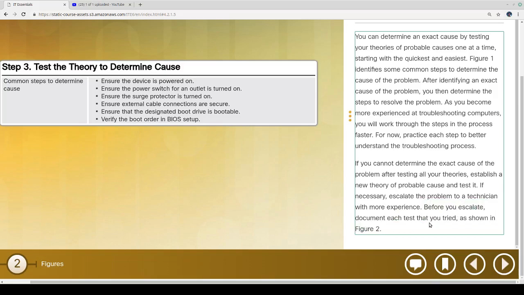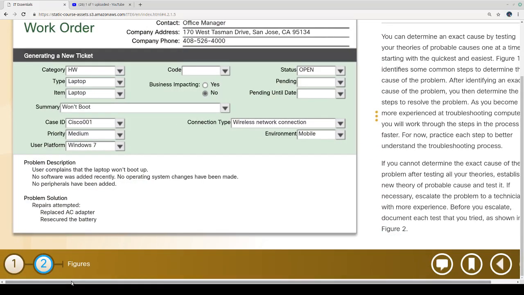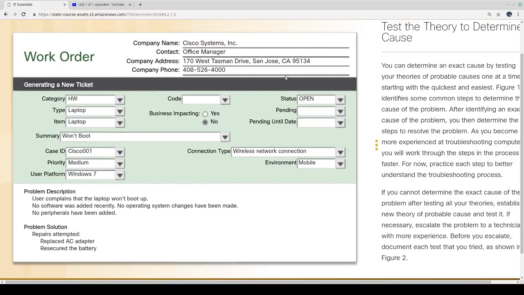Before you escalate, document each test that you tried, as shown in Figure 2. So this would be like a piece of software. It could be a web app or something that this particular company uses for their troubleshooting, right? They call it a ticket. So it could be that the tech was working on, I don't know what HW means, a laptop. The customer had a laptop. The problem is, what's the problem? It won't boot, right? The case ID is some sort of internal company identifier. This is the first work order, let's say.